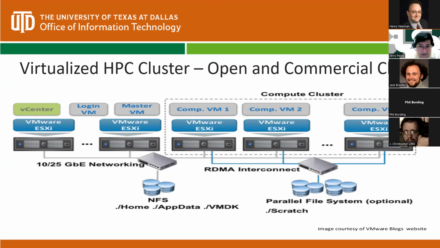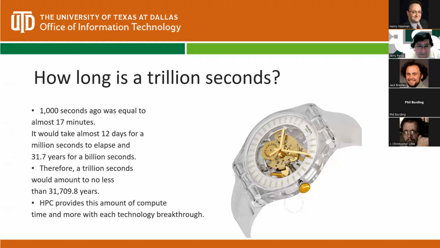All right. So let's see what else we have here. Let's have an interesting discussion about time. How long is a trillion seconds? Well, as you can see here, 1,000 seconds is equal to about 17 minutes. It would take almost 12 days for 1 million seconds to elapse and 31.7 years for 1 billion seconds.